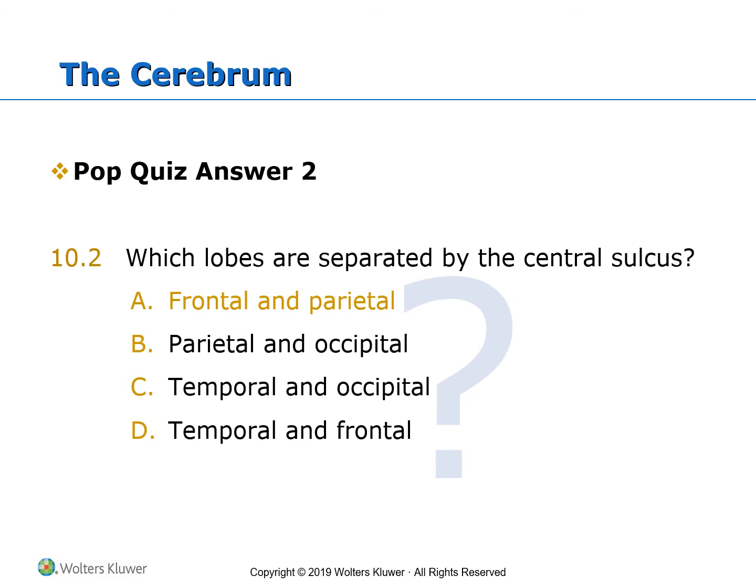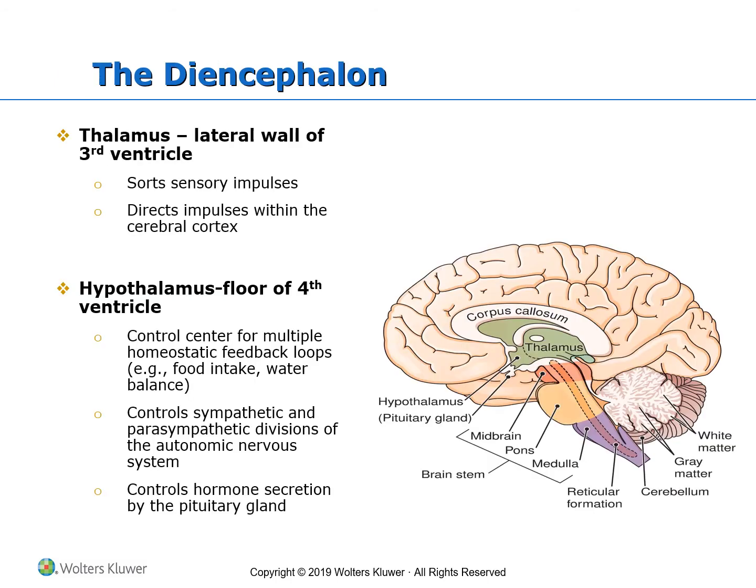The lobes that are separated by the central sulcus are frontal and parietal. We are moving now to discuss the diencephalon, the next portion of the brain. Diencephalon is also called the interbrain and is located between the previously described part of the brain, the cerebral hemispheres, and the brainstem. It is made up of two parts, the thalamus and the hypothalamus.